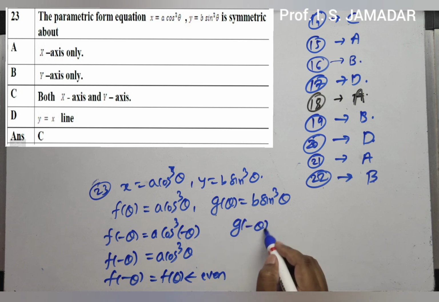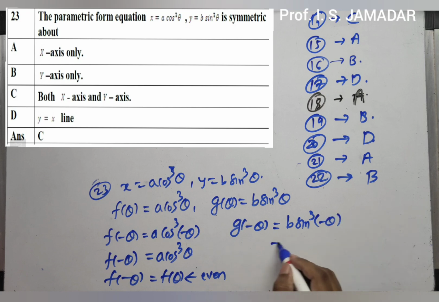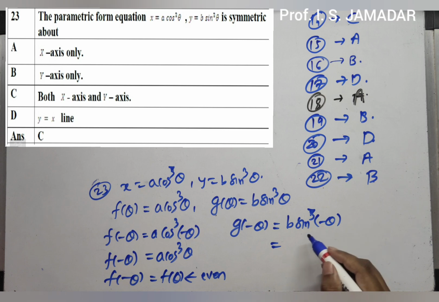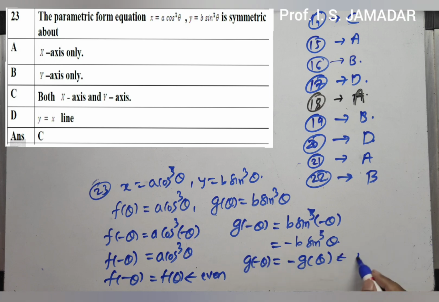Now consider g of minus theta. G of minus theta will be b sin cube of minus theta, but sin of minus theta we know is minus sin theta, and it is cubed, so minus sin theta cube will be minus sin cube theta. Finally it is minus b sin cube of theta. So it is minus g of theta. So g of minus theta is minus g of theta, it means it is odd. Therefore the curve is symmetric about x-axis. The curve is symmetric about x-axis.